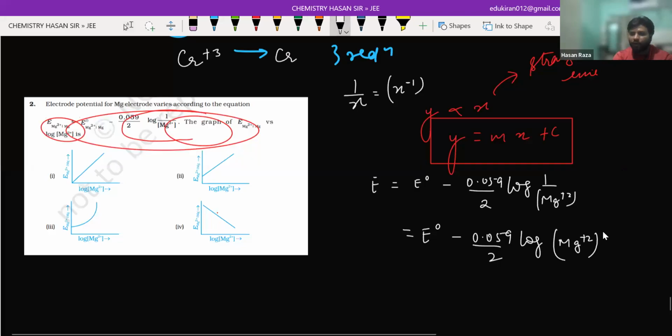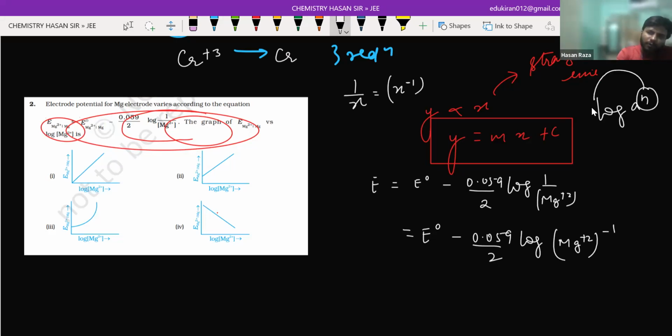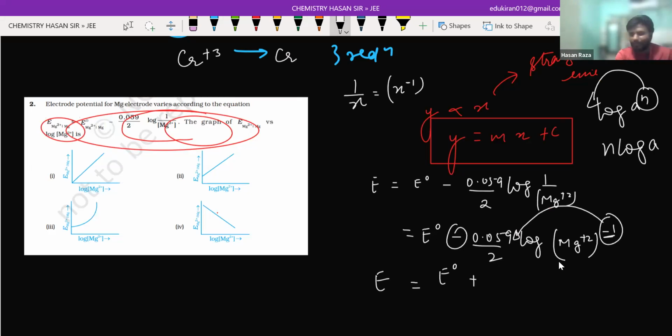Since you are moving Mg plus 2 from the denominator to the numerator, it will have raised to the power minus 1. Are you getting my point? Now you know that log a raised to the power n, this power will come and multiply here, n log a it becomes. Accordingly, this negative will come and multiply here. So minus 1 and minus is already there. So E will be equal to E naught plus 0.059 upon 2 log of Mg plus 2 it becomes.